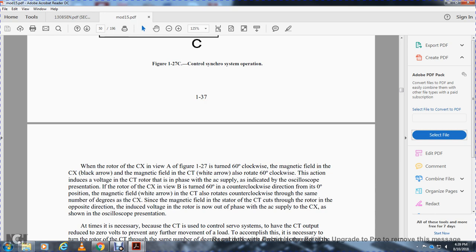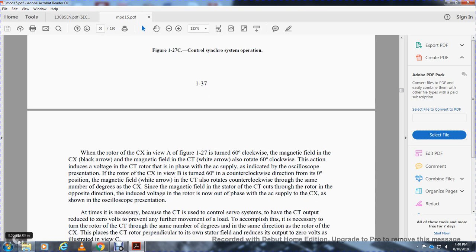also rotates counterclockwise by the same number of degrees as the control transmitter. The magnetic field of the control transformer cuts the rotor in the opposite direction, and this is the voltage out of the AC supply of the control transmitter.